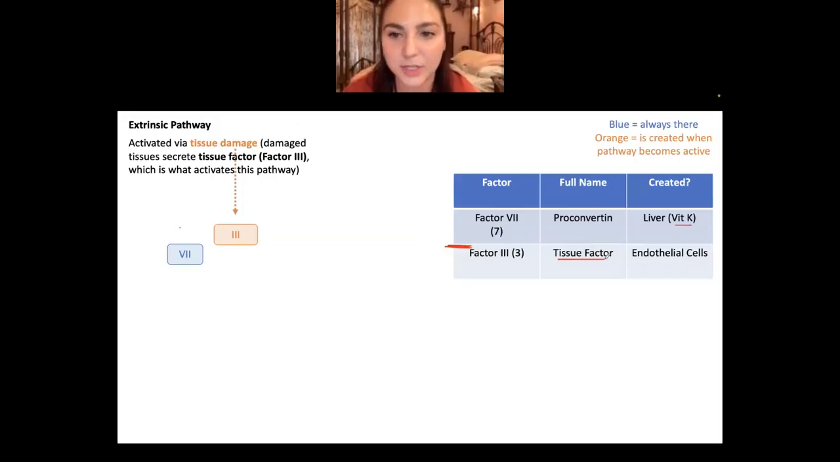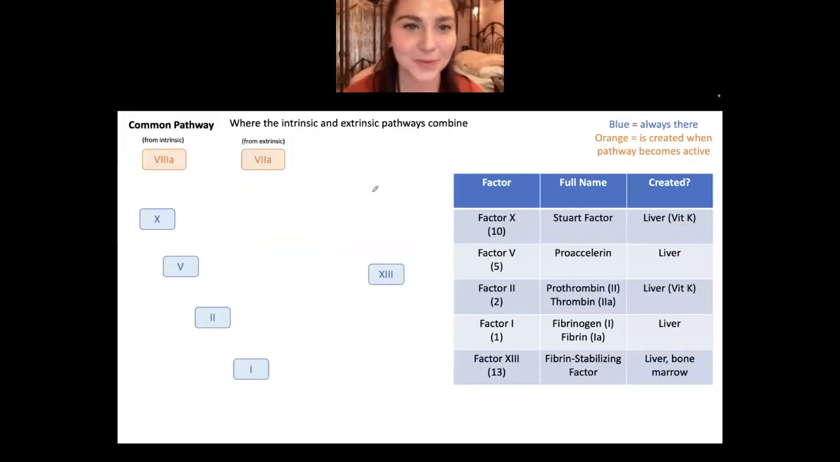Once you have tissue damage, that tissue is going to secrete factor 3. It literally stands for tissue factor, and it's secreted by endothelial cells, which makes sense because endothelial cells make up tissues. So once you have that damage, these endothelial cells secrete tissue factor, and then it activates this pathway. And all that really happens here is factor 3 is going to convert factor 7 into factor 7A. And that's the whole extrinsic pathway. Okay, cool.